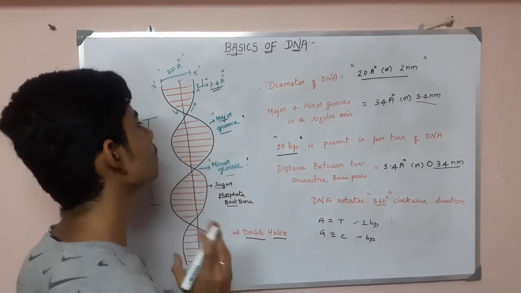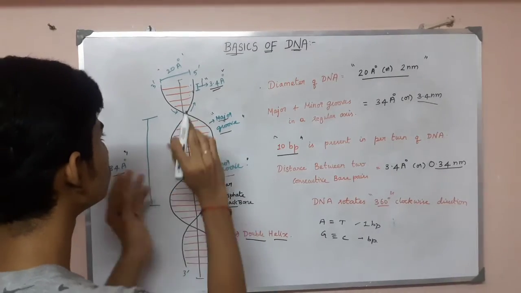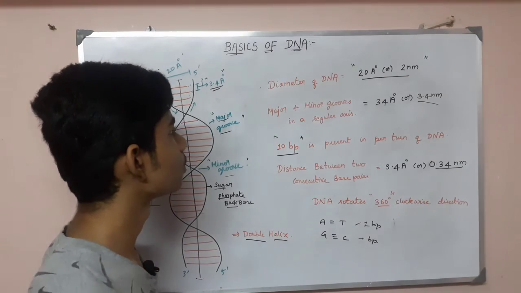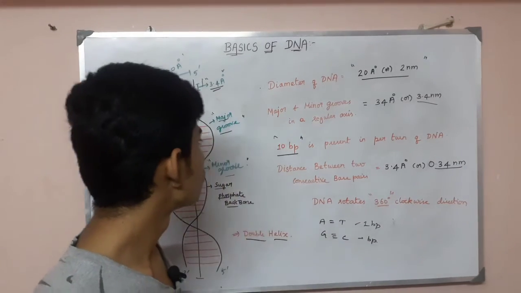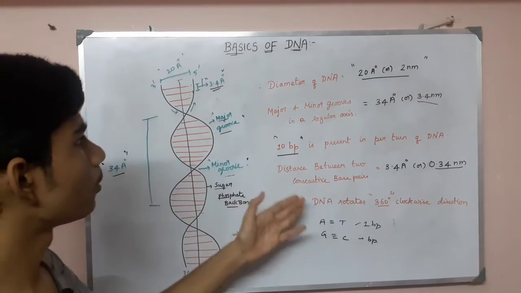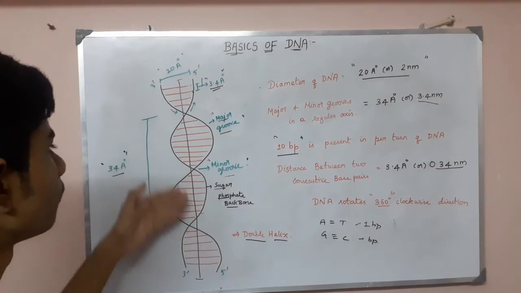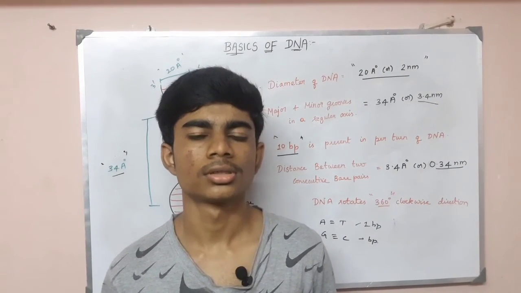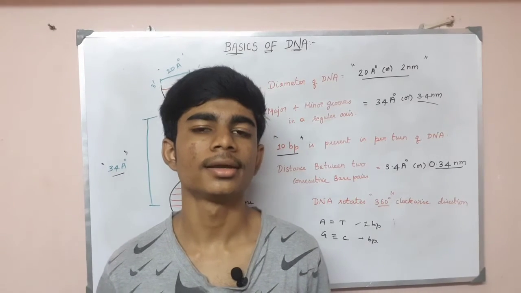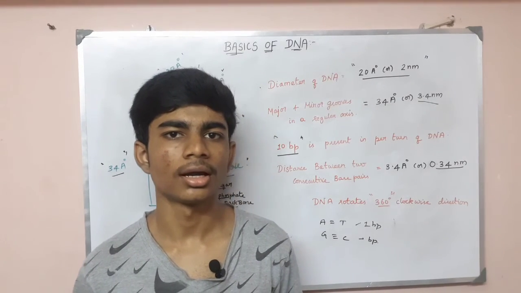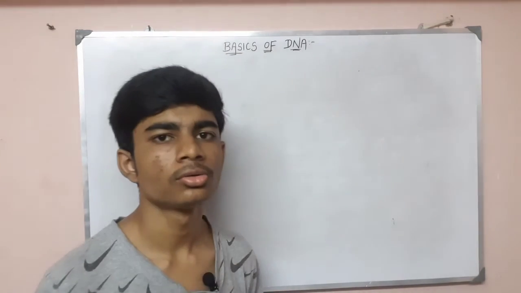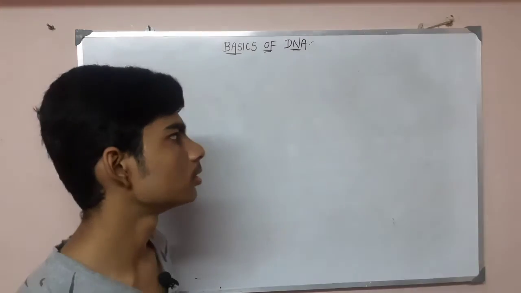And DNA rotates in a 360-degree direction, that is, this spiral rotates in a 360-degree direction. This is the most important thing in this structure, and these are the important things to study in the structure of DNA. This is the end of the video. In the next video we will discuss the types of DNA, the nucleotides present, and the names used for nucleosides and nucleotides. In this video we covered all the basic requirements of DNA.